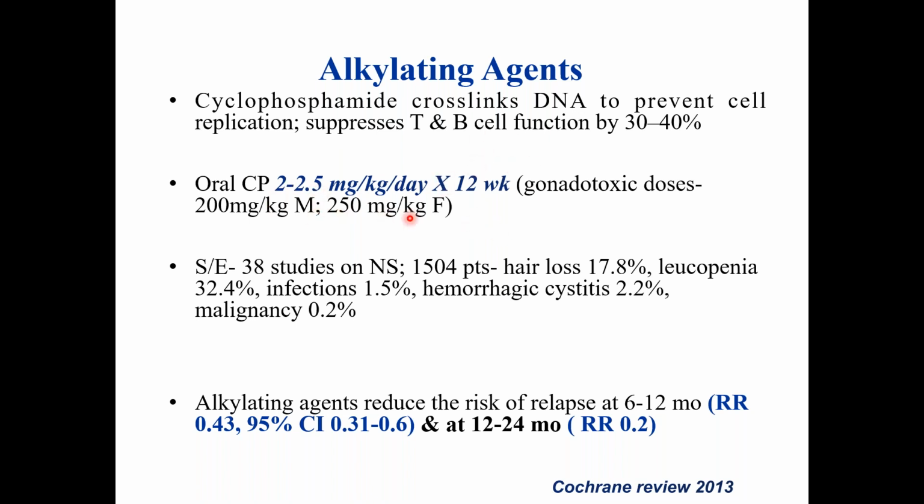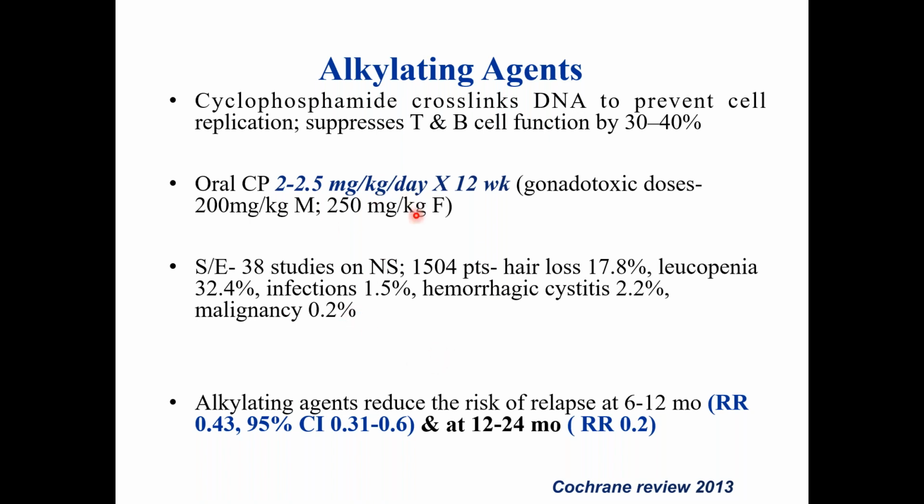Generally, we do not give a second course of oral cyclophosphamide, even if it doesn't work, because you know that there are gonadotoxic upper limits of cyclophosphamide of 200 milligram per kg for males and 250 milligram per kg for females. So if you give a second course, you will reach these gonadotoxic doses. Therefore, only a single course of cyclophosphamide is given during the therapy.